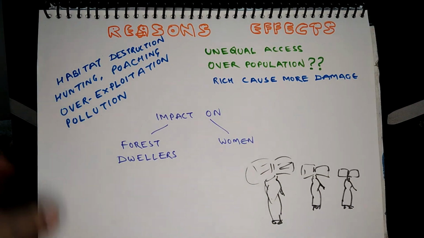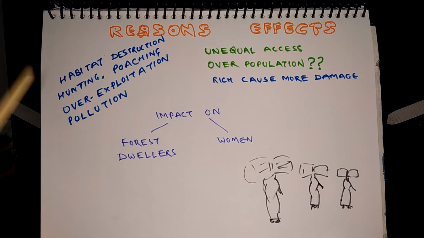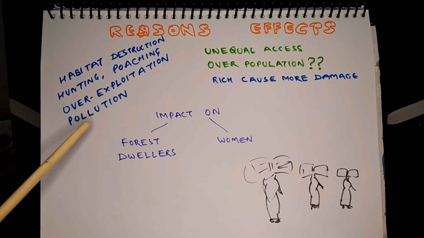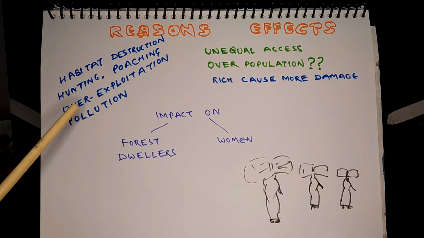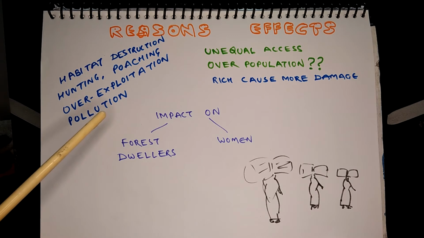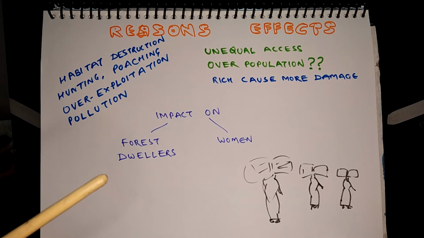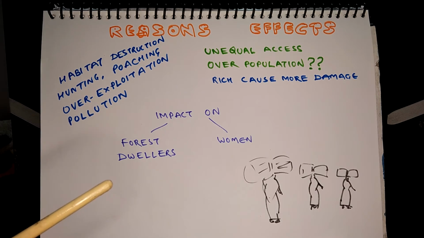So we can sum up that habitat destruction, hunting, poaching, overexploitation and pollution are the reasons for destruction of biodiversity. And this results in unequal access to resources. So some people get better access to resources, others don't. And as a result, some people become rich, and those who are left out become poor. And this eventually results in conflicts in the society.